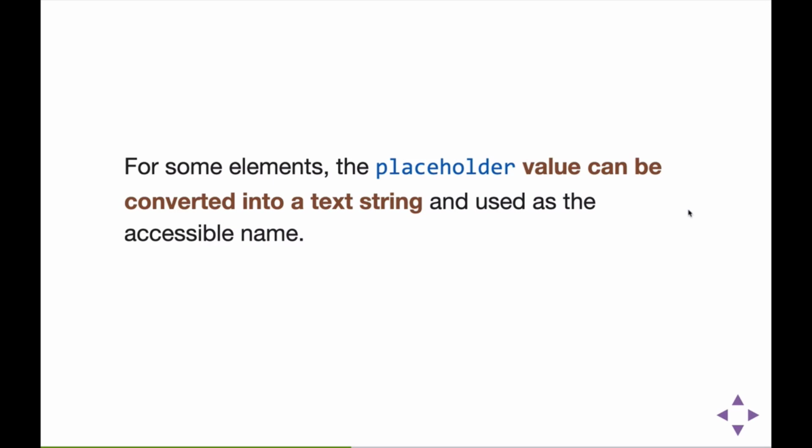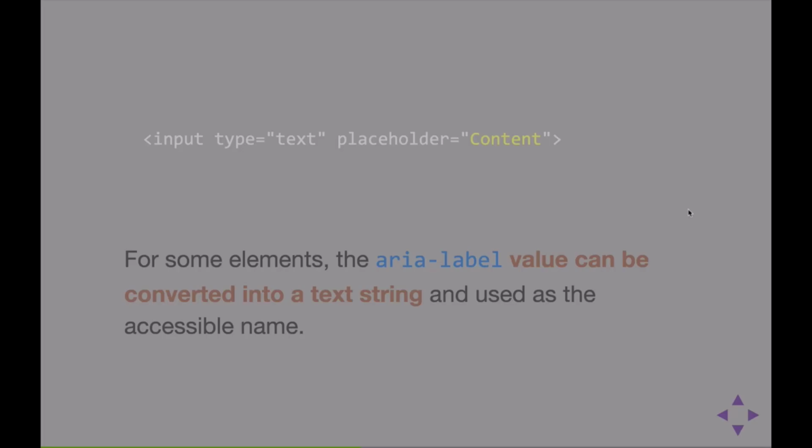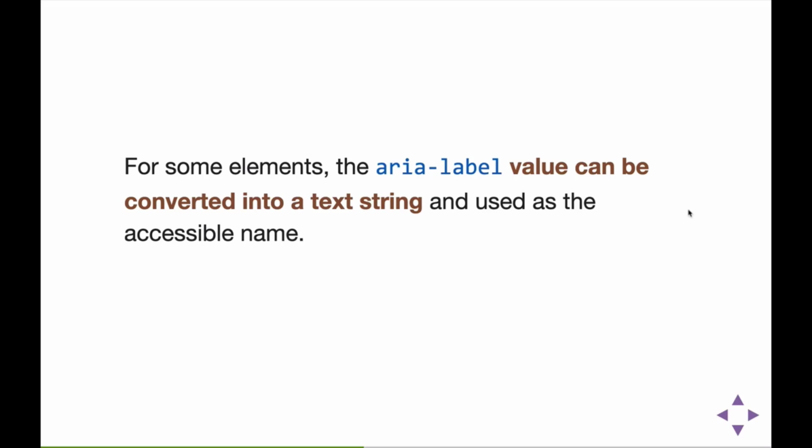Similarly, for some elements, the placeholder value can be converted into a text string, and that can be used as the accessible name for that element. So here we have input type equals text, placeholder equals content. So in this particular case, if there's no label associated with that element, the placeholder could become the accessible name. Now this is not a good practice, it's just saying that it can be used. For some elements, the ARIA label value can also be converted into a text string, and that can become the accessible name.